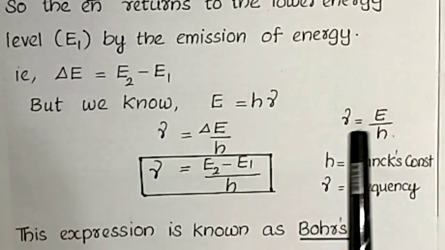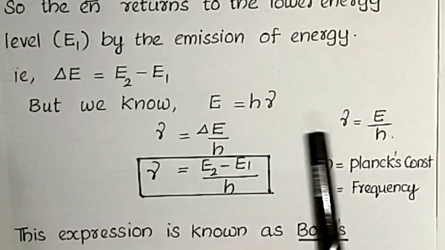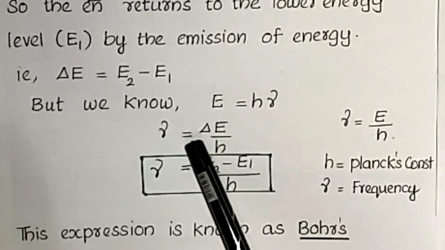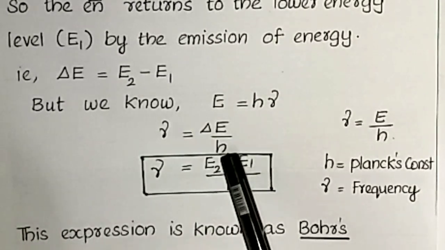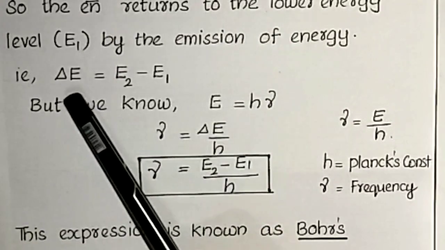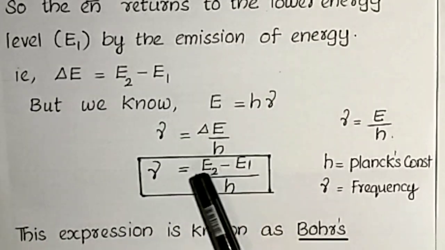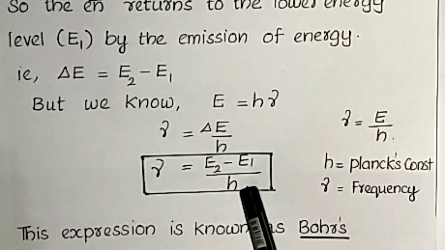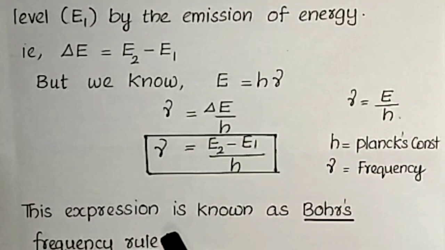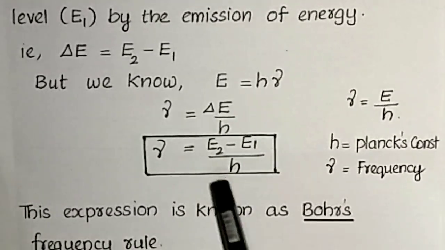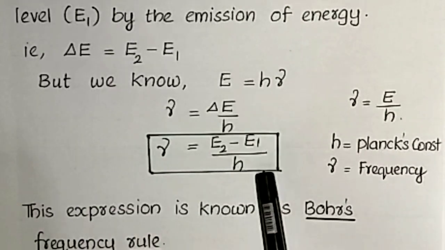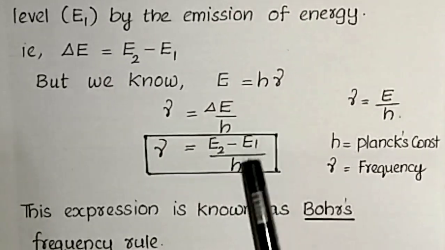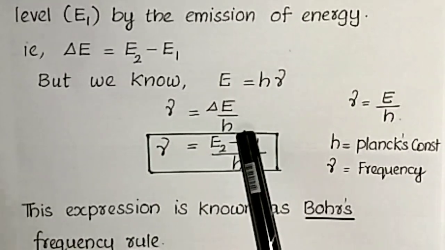Here we can write nu is equal to E by h. When the energy change occurs, E can be written as delta E. So nu is equal to delta E by h. We already wrote delta E is equal to E2 minus E1. So here we can write nu is equal to E2 minus E1 divided by h. This expression is known as Bohr frequency rule: frequency nu is equal to E2 minus E1 by h, or otherwise delta E by h.